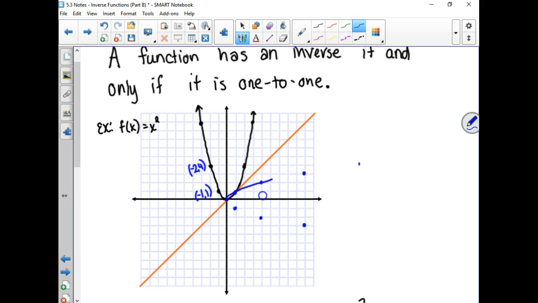So because this function right here is not 1-to-1, it does not have a function as its inverse. Now we could take the inverse of this, but what we'll have to do is use 2 different functions to define it because it's not actually a function. We'll have to have a plus or minus somewhere.